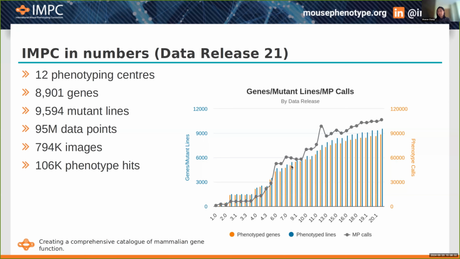Just looking into the line graph, showing how many lines we collect over time. As shown in the graph, there is a continuous increase of lines we collect from the 12 phenotyping centers since the first release until now. So going back to the number of these mutant lines, there are over 95 million data points, almost 800,000 images, and 106,000 phenotyping hits. Phenotyping hits are when the mutant lines are identified as different compared to the control.